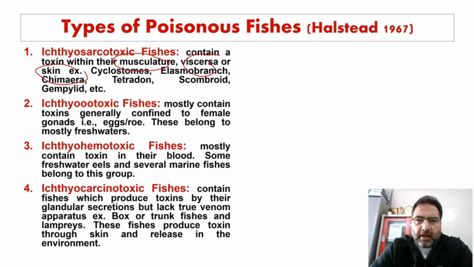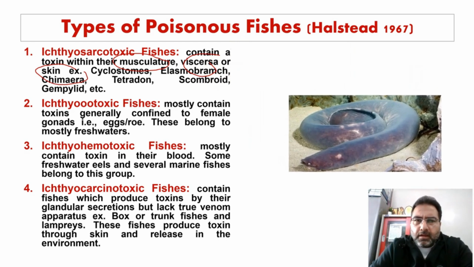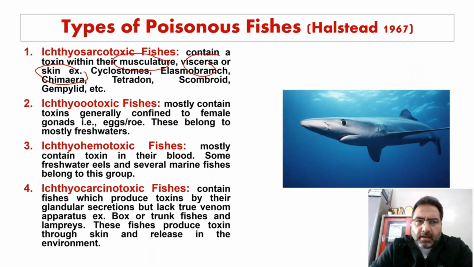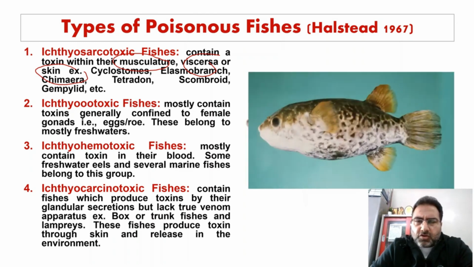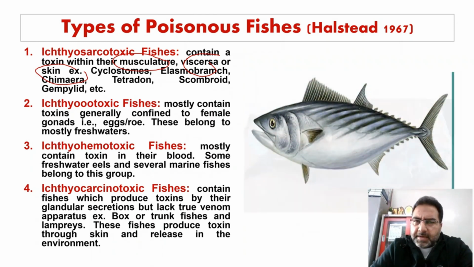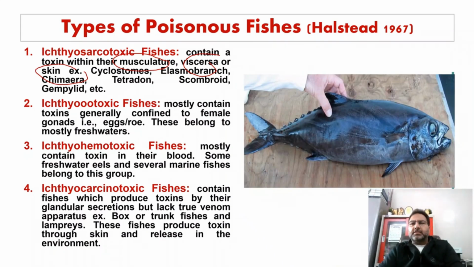For example, we have the cyclostomes, elasmobranchs, chimera, tetrodon, scombrids, and then gempylids. These fishes are known to be ichthyosarcotoxic because the toxins are present in their muscles, viscera, or skin.